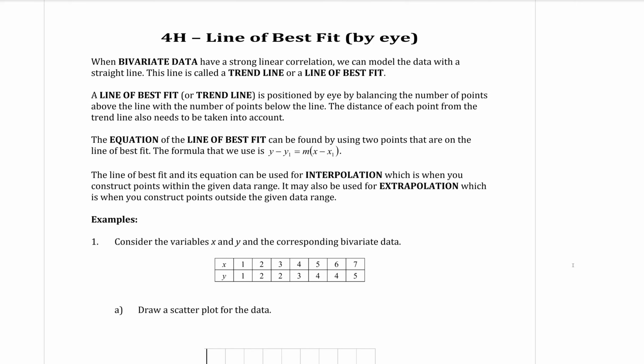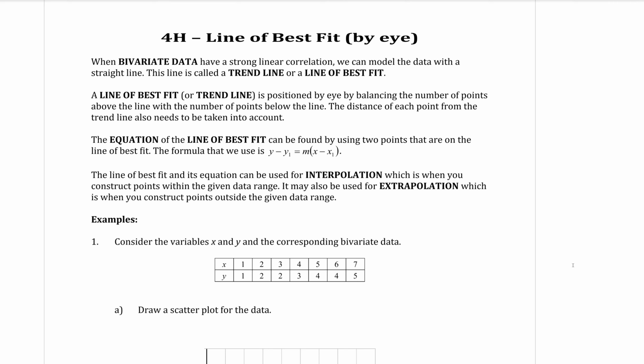Last lesson we were learning about bivariate data and we were drawing some scatter plots. Today we want to go a step further with those scatter plots and we're going to be drawing a line of best fit and using that line of best fit to estimate some other values and also find its equation. So let's start at the beginning.